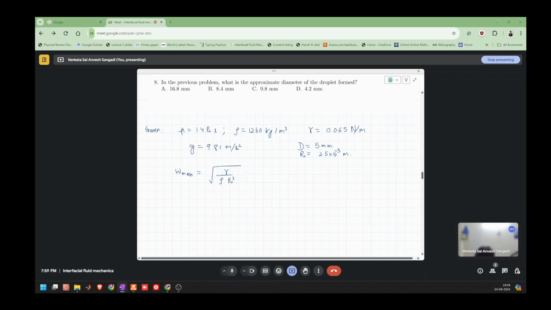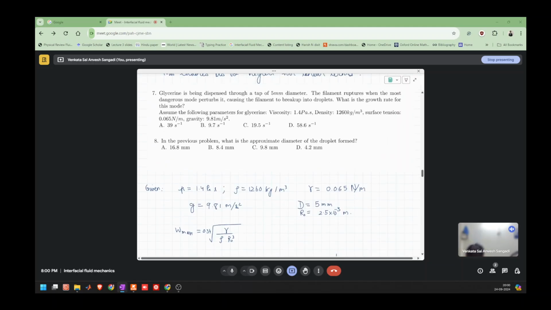So we have omega max equal to 0.34 into the square root of 0.065 divided by 1260 into 2.5 into 10 to the power minus 3, which is equal to 19.536 per second. So this is the omega. Once we have the omega, then we have the omega.